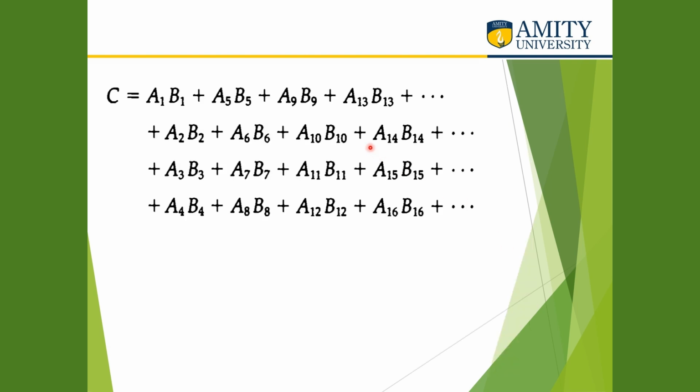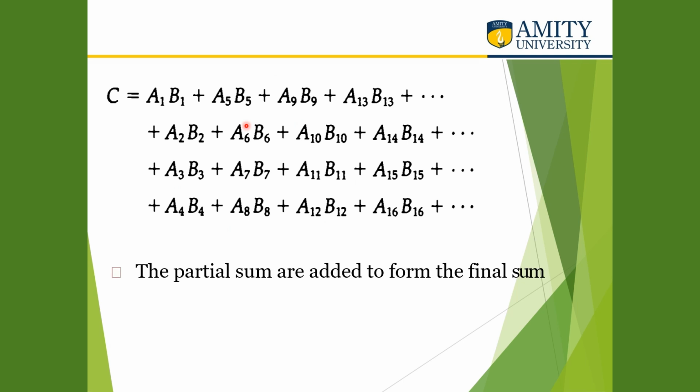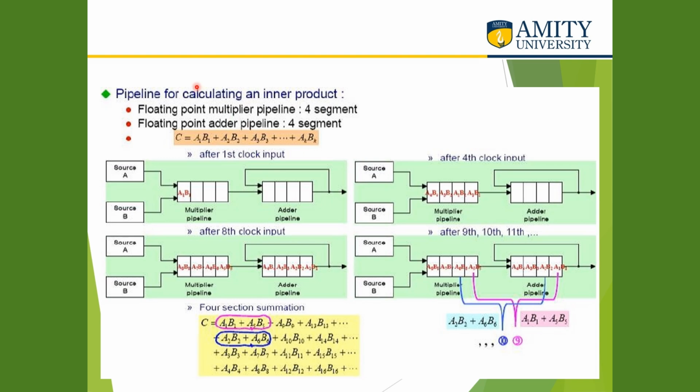What happens next is we perform these functions: a1 b1, a5 b5, a9 b9. You can consider them a1 b1, a2 b2. These are multiplications and additions to find the matrix multiplication. The partial sums are added to form the final sum. This is how the pipeline calculates the inner product. The floating point multiplier pipeline has 4 segments and the floating point adder pipeline has 4 segments.